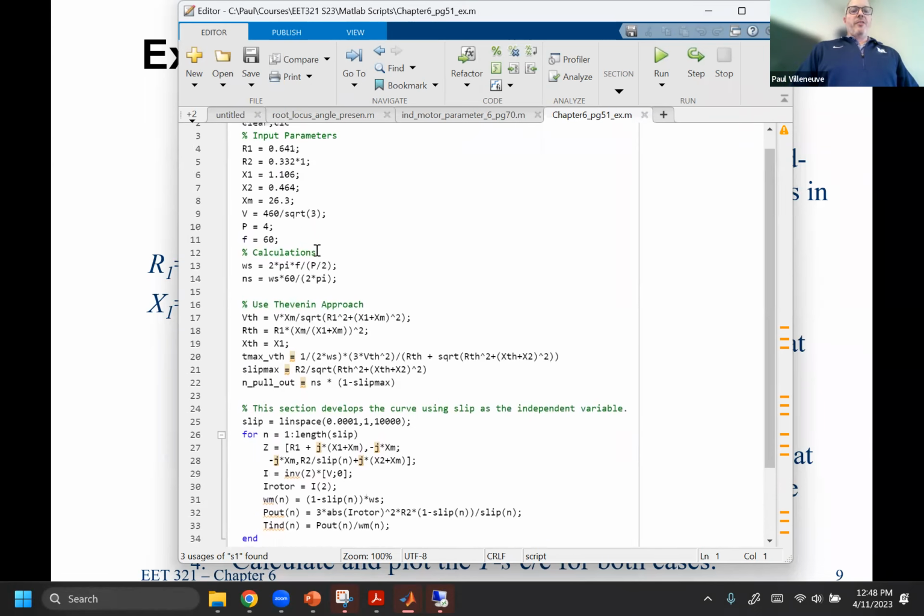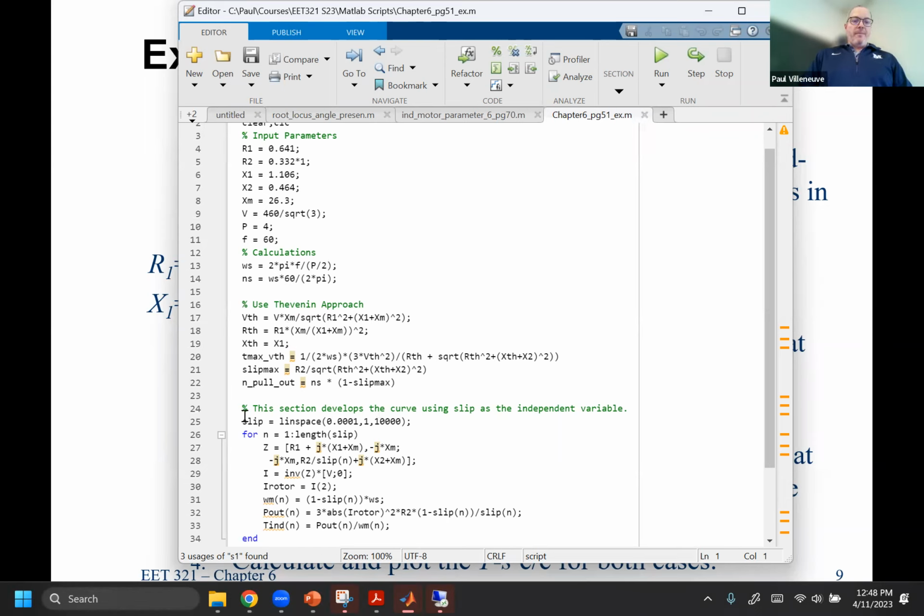These are all our parameters here. And here's our slip calculation to go ahead and get our value of synchronous speed. We did it as omega sub s, and we did it as n sub s. Both of those are applicable. This is the V-Thevenin approach, which I'm just going to show you here. This is the calculation that we do by making those assumptions about X1, R1, R2 to simplify, and then we get that value.